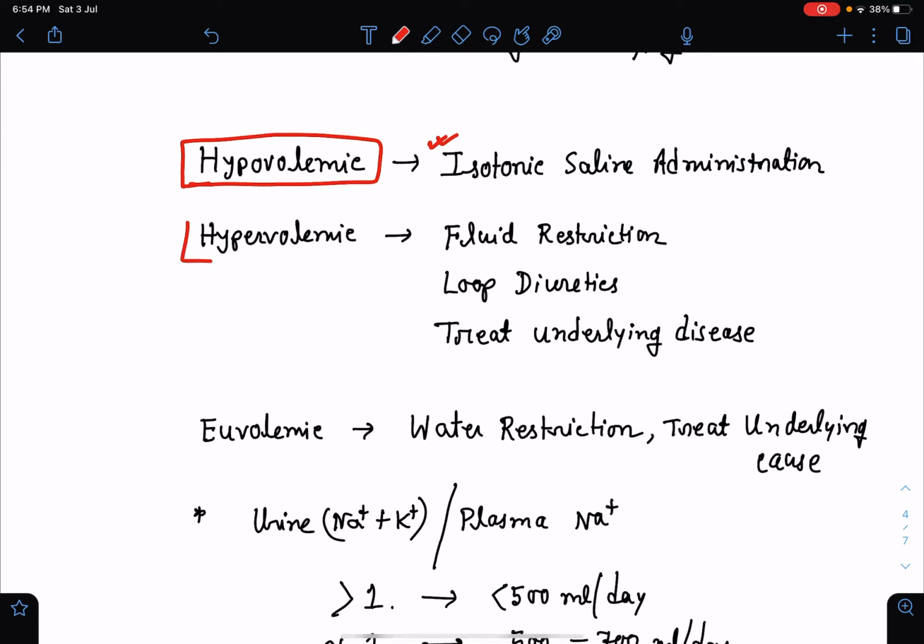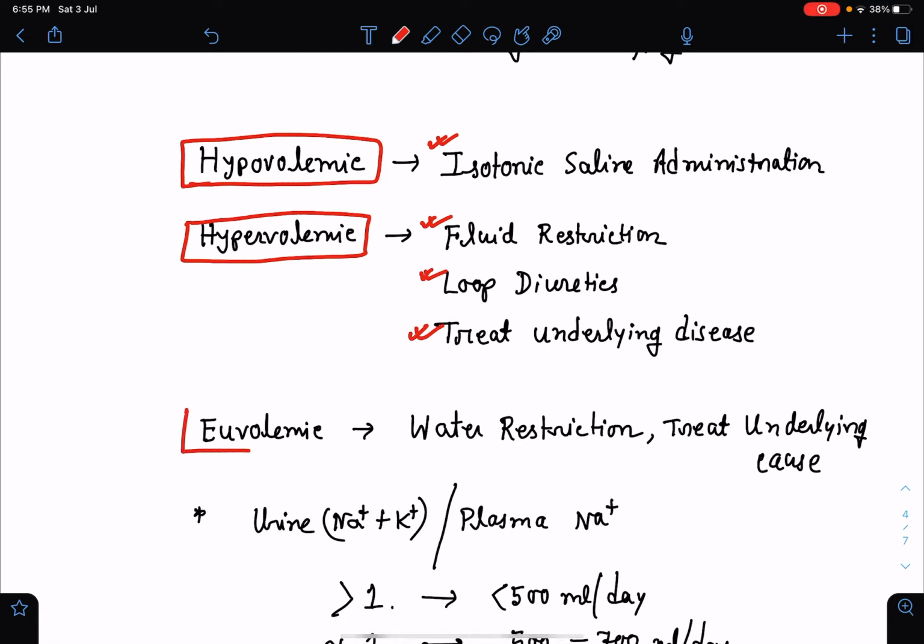If it is a case of hypervolemic hyponatremia, as we have seen, it may be due to AKI or CKD, or it may be due to heart failure, liver cirrhosis, nephrotic syndrome. So in those cases, fluid restriction is important. Then we can use loop diuretics, and treatment of the underlying cause is very, very important.